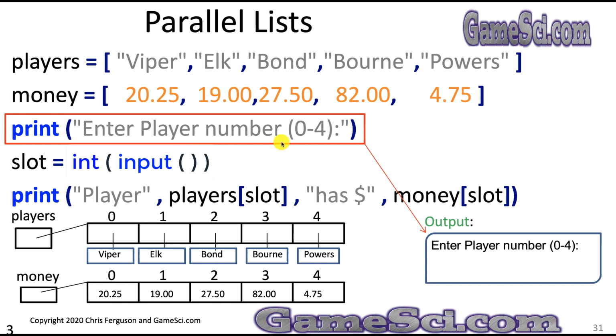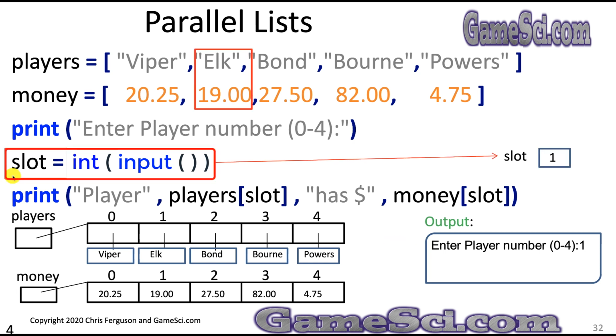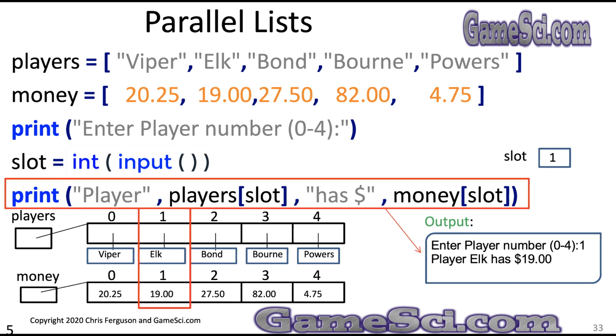Output on the screen, enter a player number 0 to 4, and out on the screen comes the prompt, enter a player number. Slot equals the integer input of 1, get some keyboard input from the user, then use that variable to access the information in the parallel arrays.